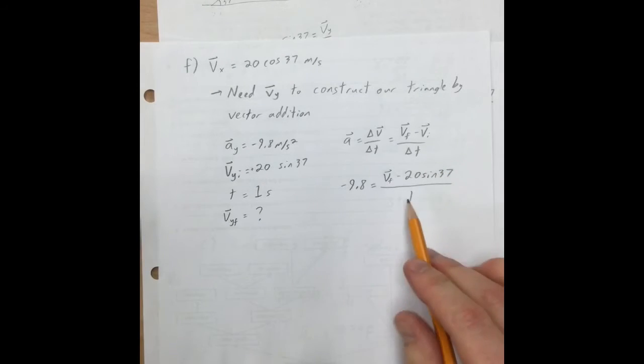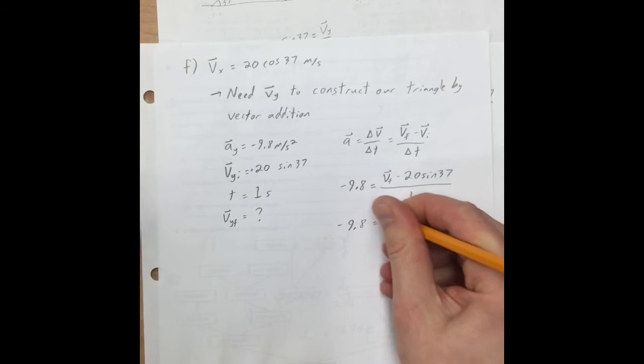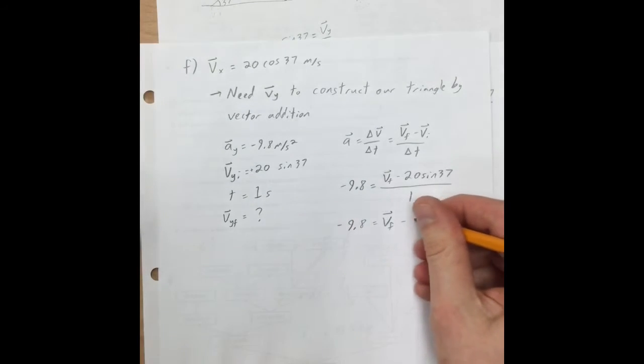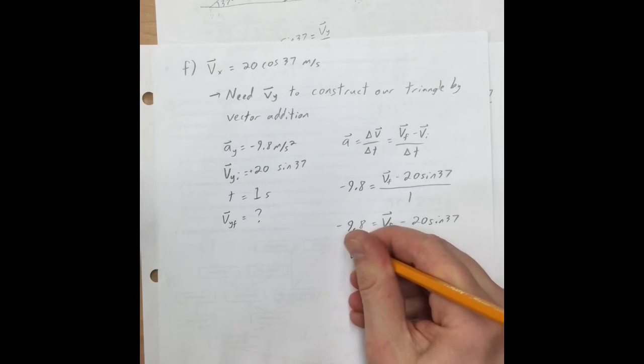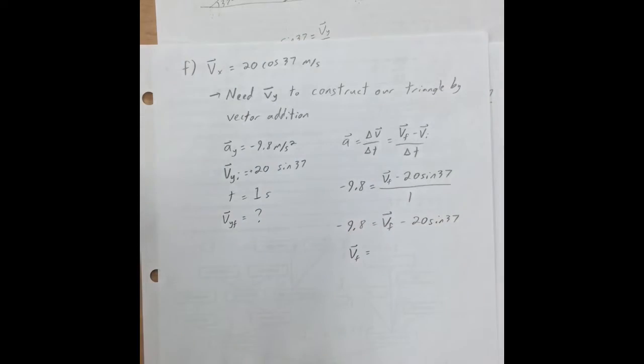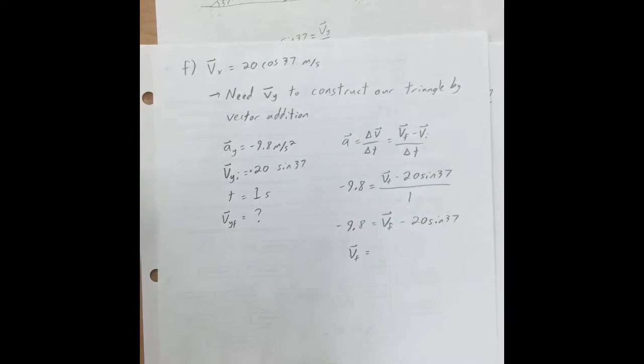So that 1 is kind of nice because the 1 will just disappear. We end up with negative 9.8 equals Vf minus 20 sine 37. We add this 20 sine 37 to both sides to get our answer for what Vf in the y direction will be equal to. So we have negative 9.8, and we're adding 20 sine 37 to both sides, to give us a y velocity of 2.24 meters per second in the y direction. I'm going to hold on to that number and not clear it.